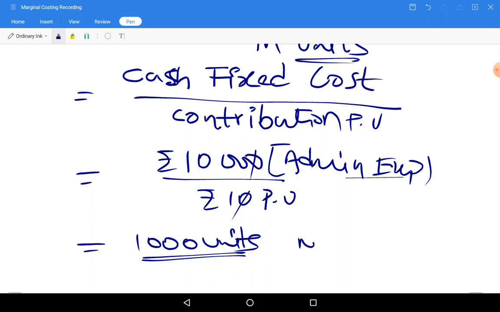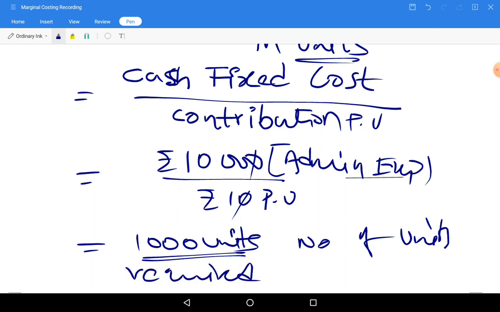Number of units required to be sold. Here ends your 5 marks question answer.